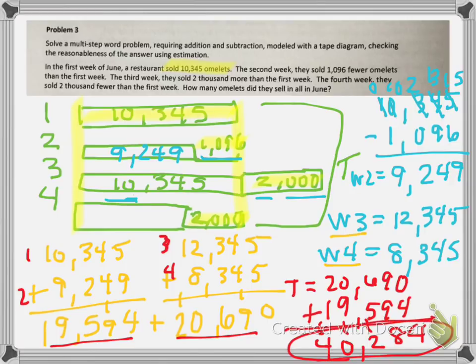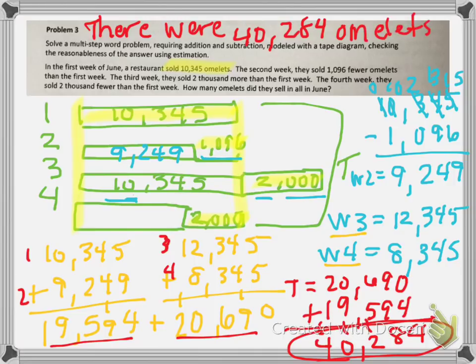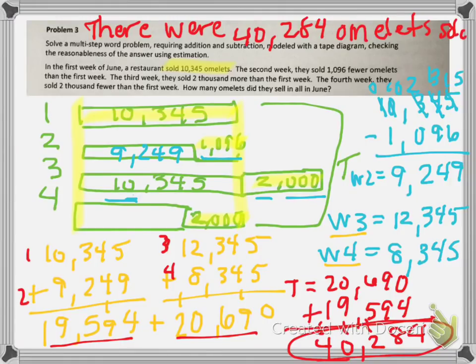This is our total. Okay, please write that statement. So there were 40,284 omelets sold. Oops, sorry. Sold. Keep hitting the button. Sold in June. Okay, there's our statement.